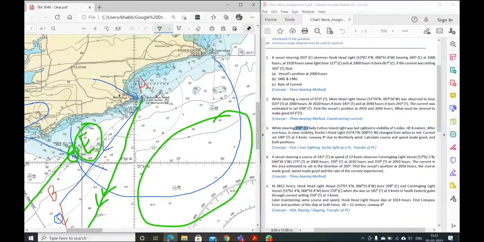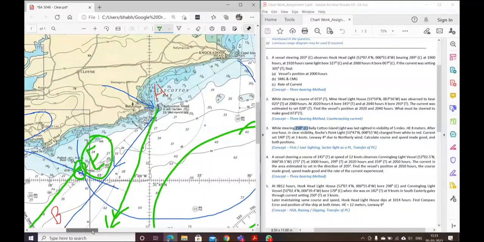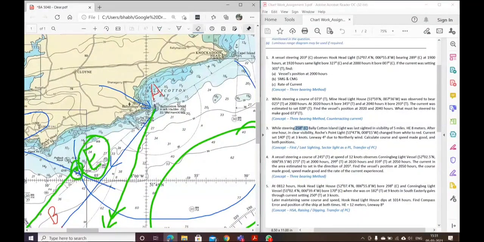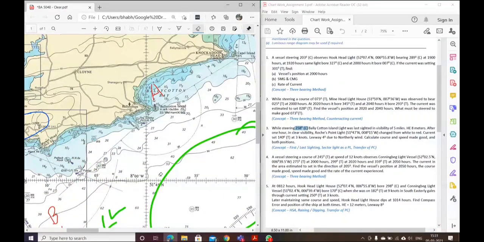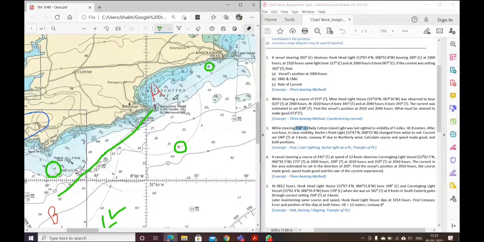If you see carefully on this Belly Cotton Island light, this is also a sector light. Let me erase these lines and show you. So beta, this is also a sector light. You can see the white sector here. This is the white sector, and you can see the red sector, and this is the dividing line. Similarly, on this side also, you can see this is the red sector, and this is the dividing line.